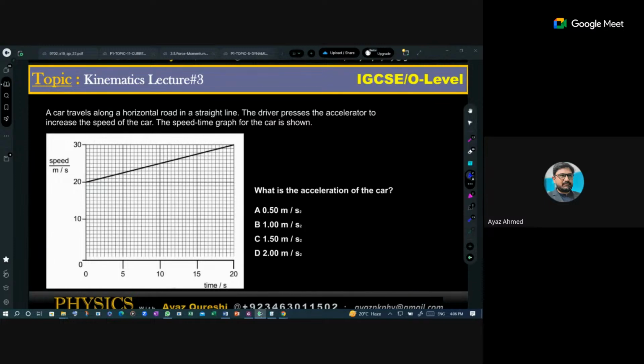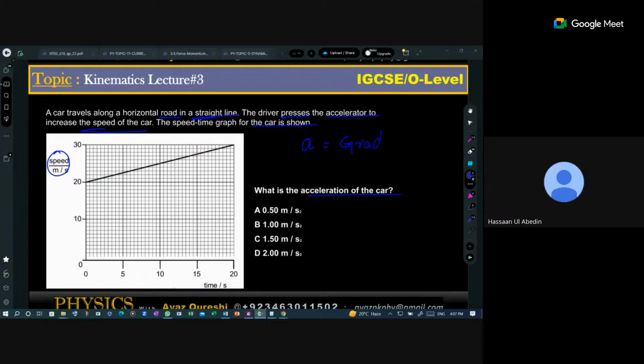A car travels along a horizontal road in a straight line. The driver presses the accelerator and increases the speed of the car. The speed time graph of the car is shown. What is the acceleration of the car? So as I told you, this is a speed time graph. So how to reach the acceleration of this one?